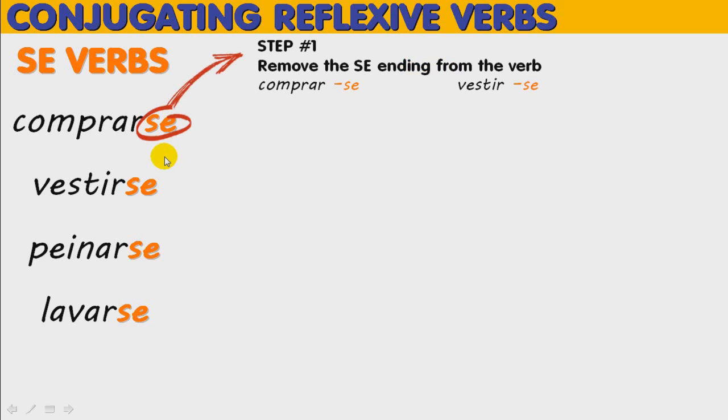Well, we have three steps to follow. The first step is very easy. We have to remove the se ending from the verb. So if I see the verb comprarse and I want to conjugate, the first thing is to separate, for a little bit at least, the se part. Comprarse will become comprar, vestirse will become vestir.